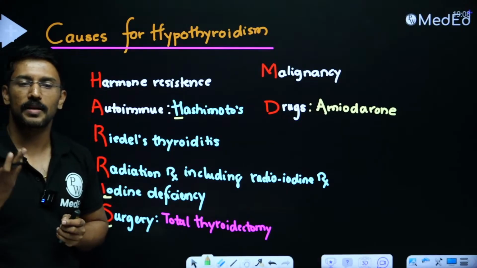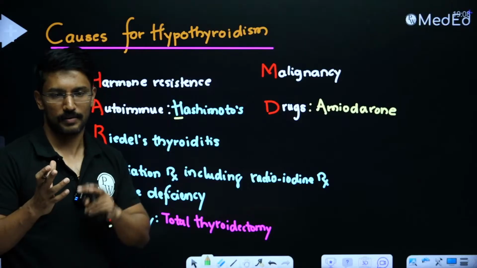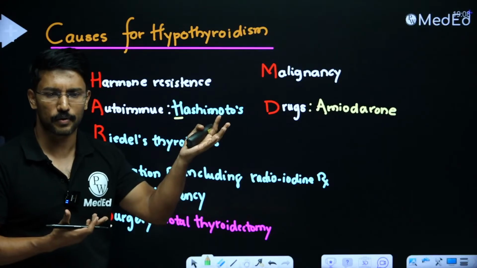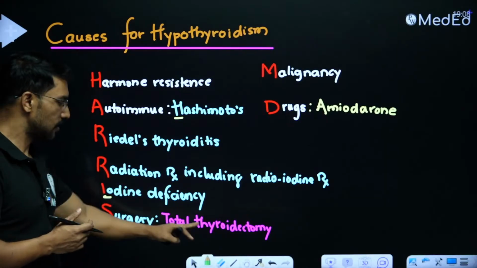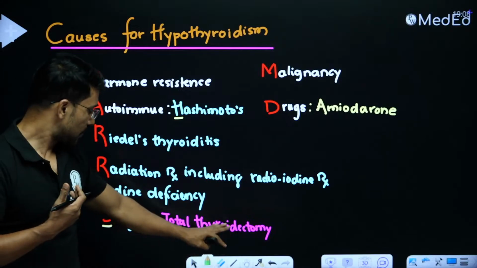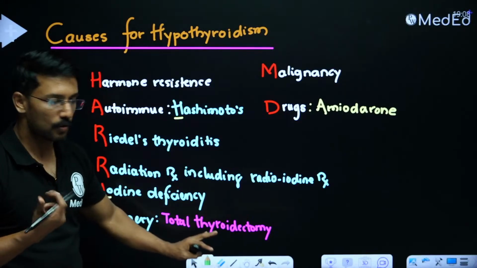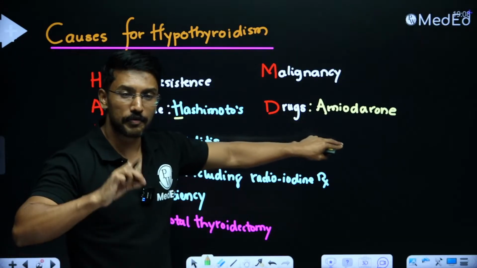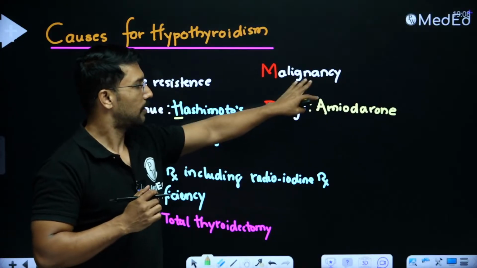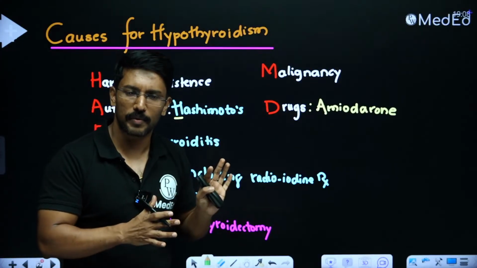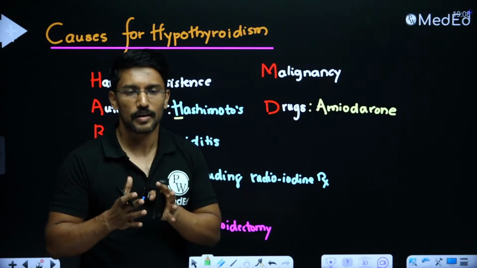Iodine deficiency, which gland is not able to work? Thyroid gland. TSH production does not require iodine. So this is also primary. Surgery, what am I taking off? The thyroid gland. So this is also primary. Drugs, they are interfering with the thyroid gland itself. Right, malignancy, I am primarily talking about thyroid malignancy. So the majority of the causes are primary.